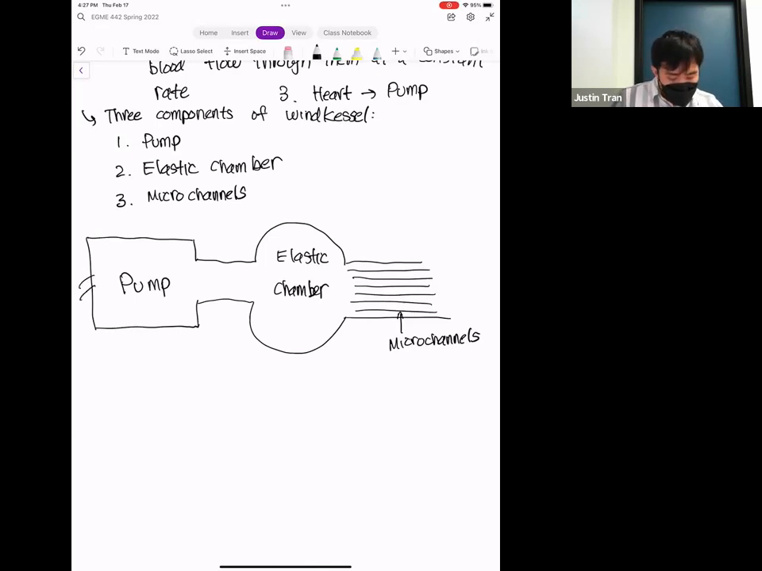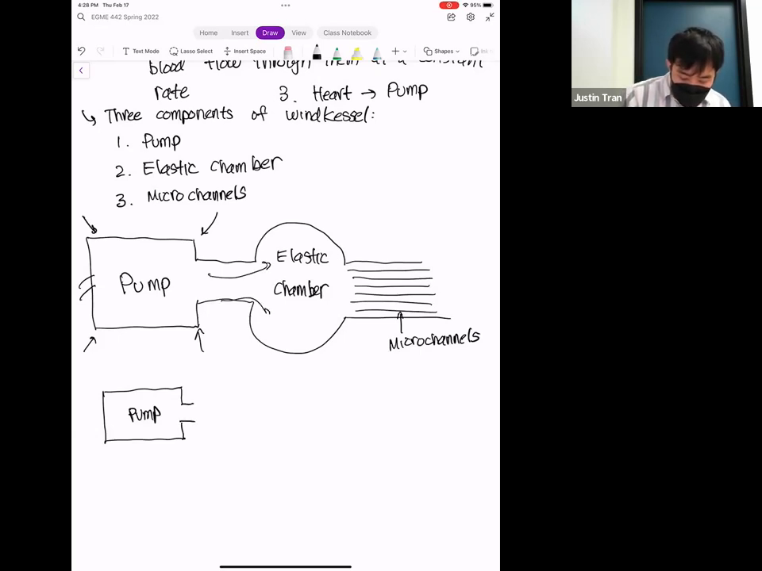And so the way that they worked this was that the pump here was basically like another chamber that you can squeeze. When the pump squeezes together, the pump itself gets smaller. That's the same thing as when your heart contracts. When your heart contracts, it basically squeezes the blood out. The first thing the blood does when it comes out is fill the elastic chamber, and so the elastic chamber is going to get bigger.